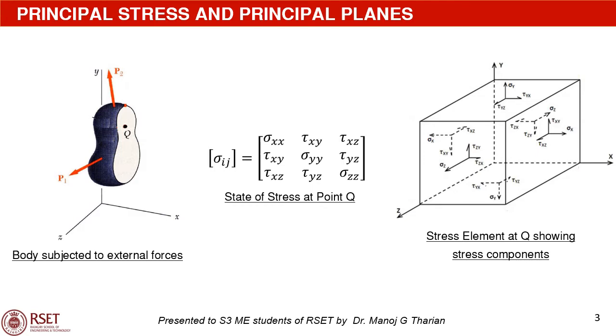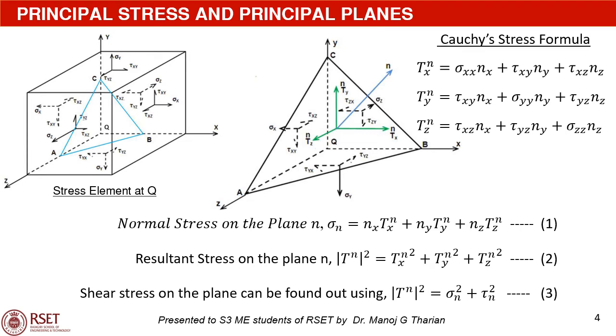Knowing the stress state at point Q, the normal stress and shear stress on any arbitrarily oriented plane passing through point Q can be found out using the Cauchy's stress formula. Here, A, B, C represents an arbitrarily oriented plane passing through point Q. The normal to the plane ABC is represented by the vector n. The direction cosines of vector n are nx, ny and nz.